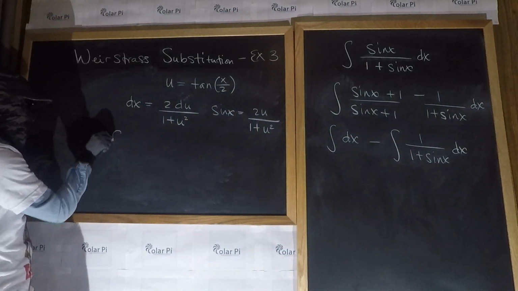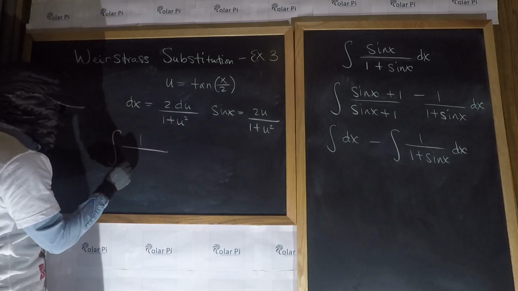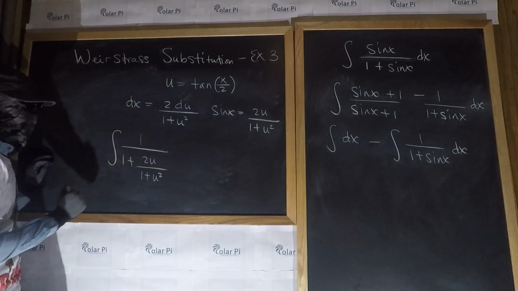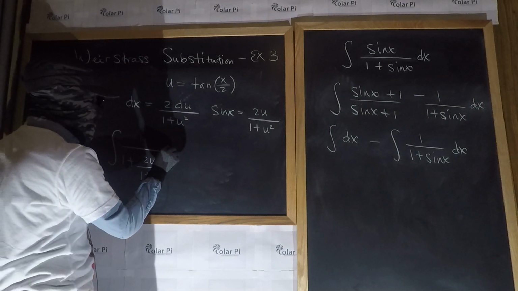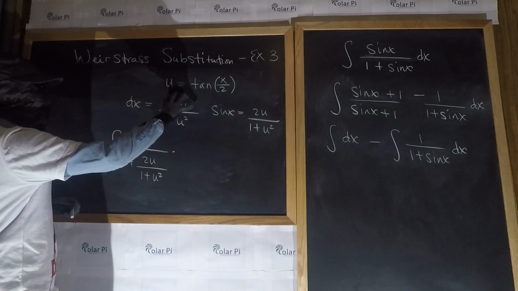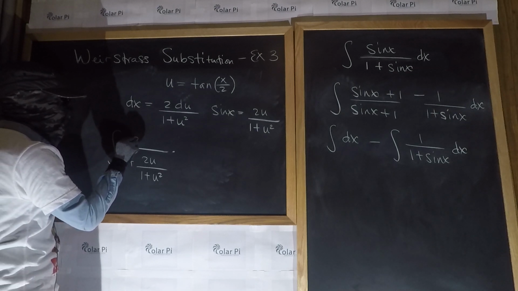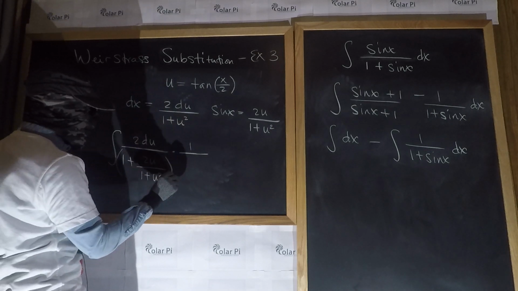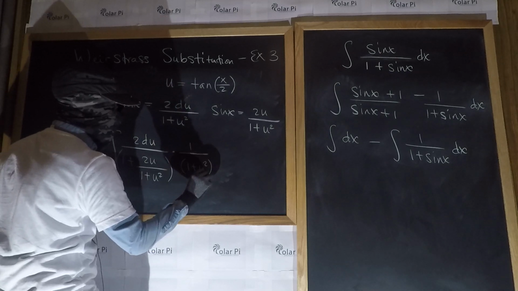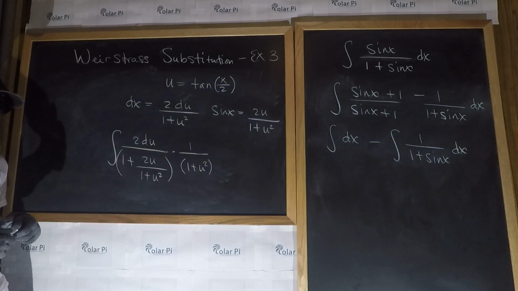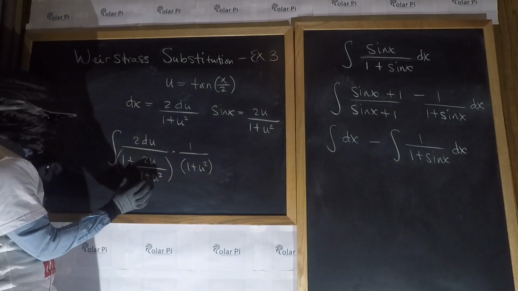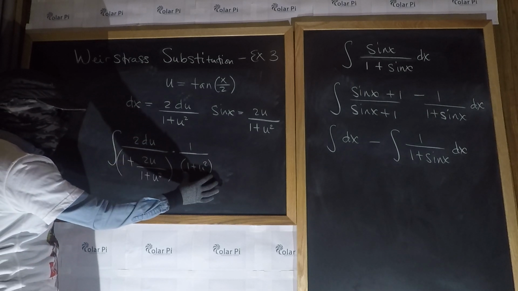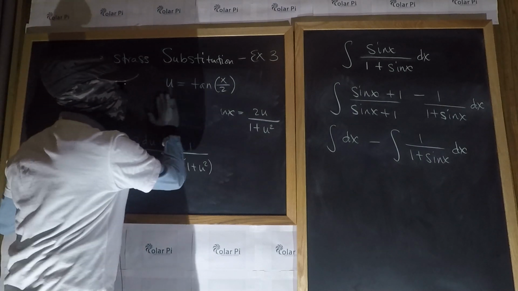In particular, it becomes the integral of 1 over 1 plus 2u over 1 plus u squared. So this here is 1 plus sine x, and then times dx, and dx is this. So I'll write the 2 du part of dx right here, and then the rest of it will have to be 1 over, and let me put this in parentheses, 1 plus u squared here. Now, I think the easiest algebra we can do moving forward is to distribute this to these two guys. So multiply 1 plus u squared to 1, and then plus multiply 1 plus u squared to this quotient. Okay, so we need the space.